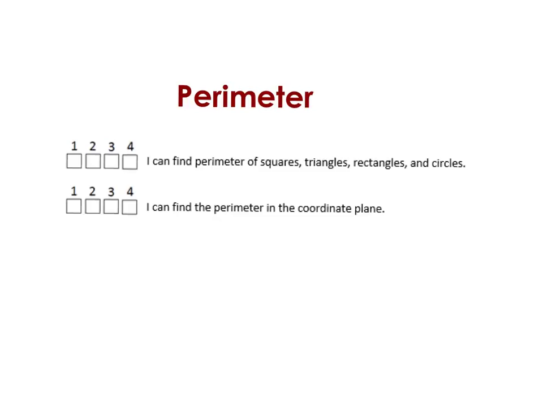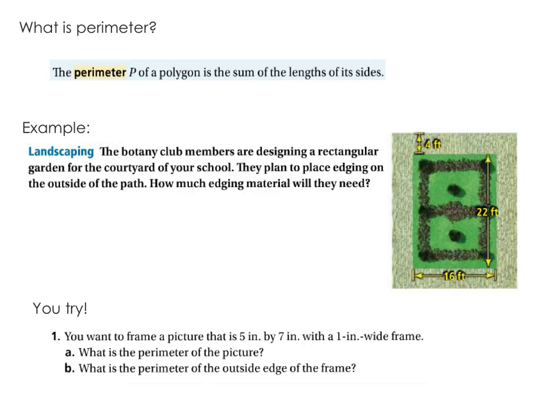The second concept in this video is about perimeter. So we have 2 learning objectives here. Our first one is I can find perimeter of squares, triangles, rectangles, and circles. And the second one is I can find the perimeter in the coordinate plane. Alright, so most likely you all know what perimeter means. Here's our definition. The perimeter P of a polygon is the sum of the lengths of its sides.